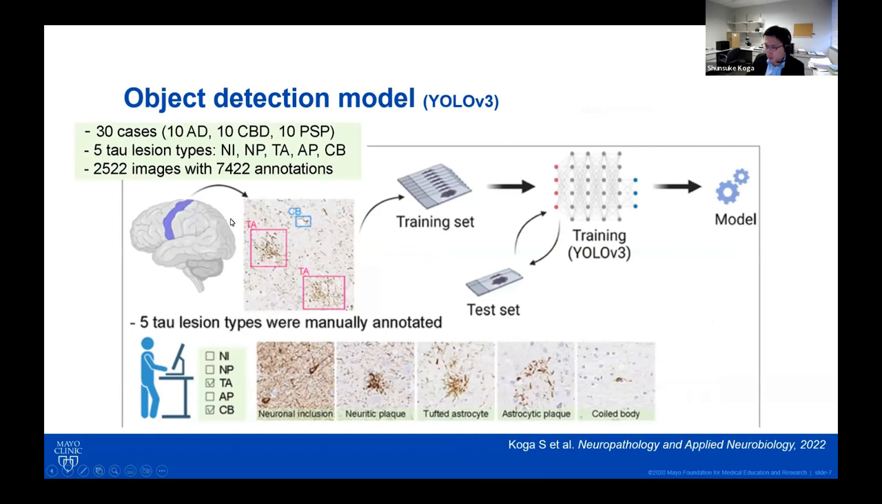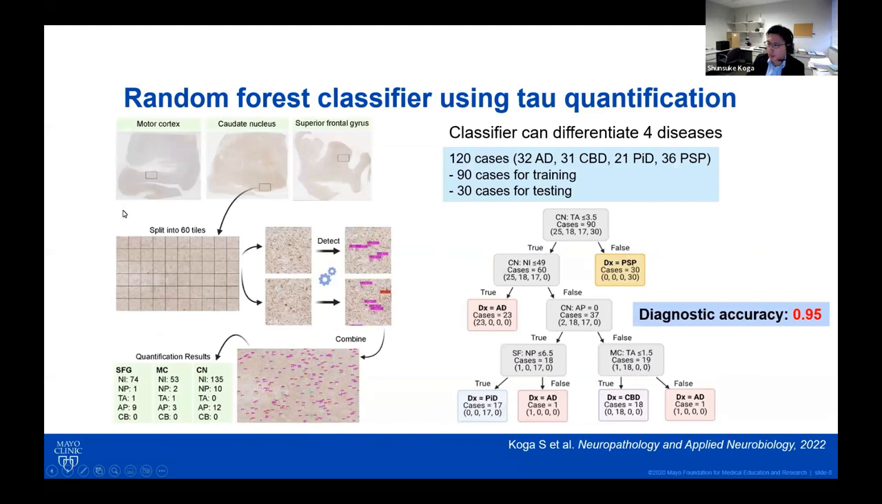We next made a different model, an object detection model using the YOLO V3 algorithm. This algorithm can recognize five different tau pathologies: neuronal inclusions, neuritic plaques, tufted astrocytes, astrocytic plaques, and coiled bodies. It can recognize and count each pathology in a region of interest. For example, we used three different sections, including motor cortex, caudate nucleus, and superior frontal gyrus. Using these ROIs, the algorithm detects each tau pathology like this, and the result is like this.